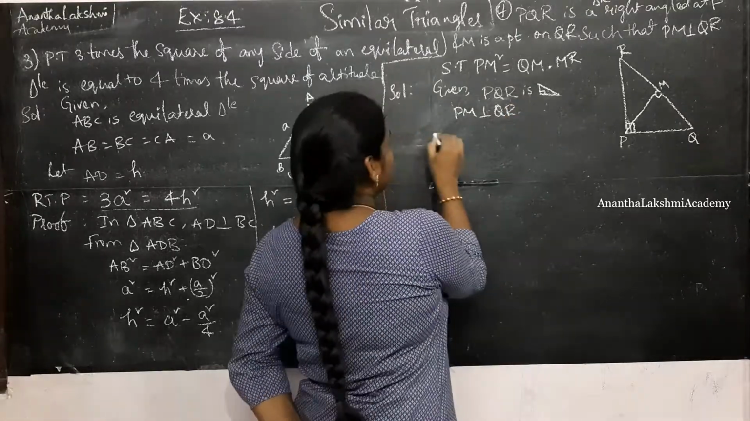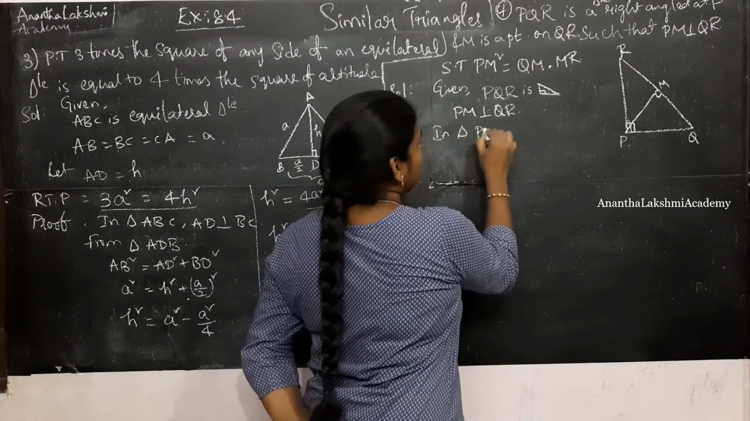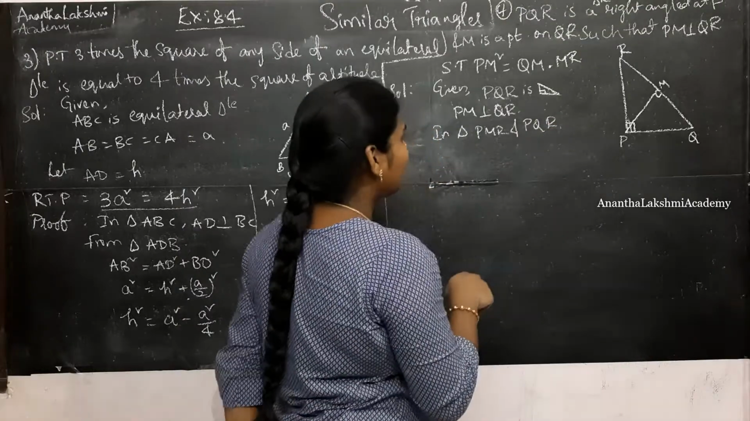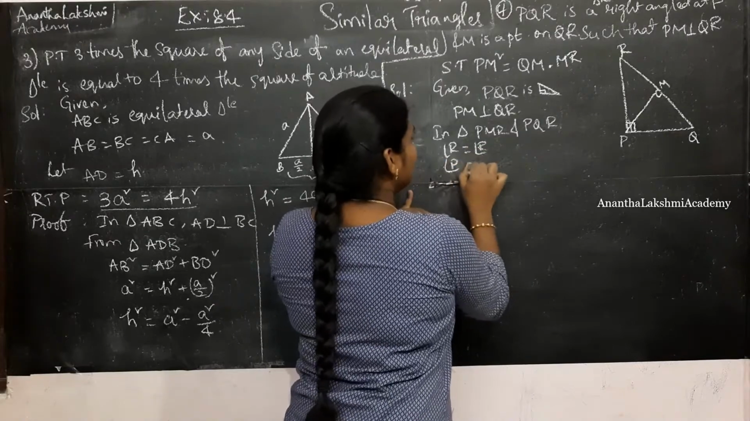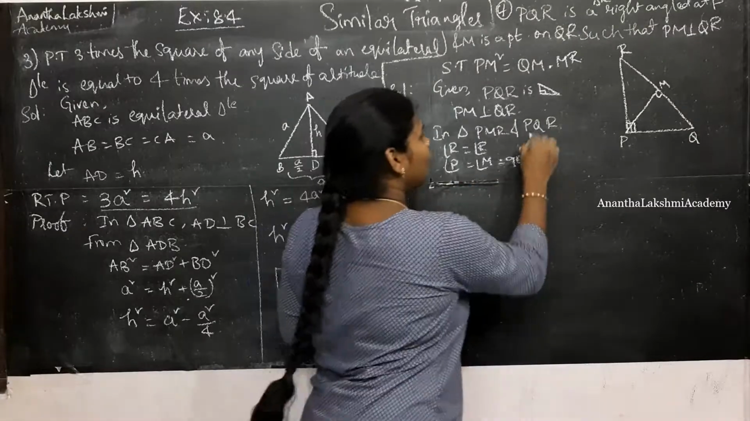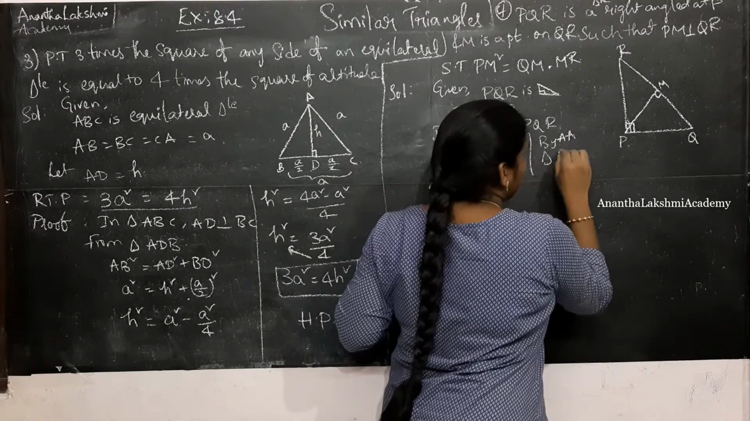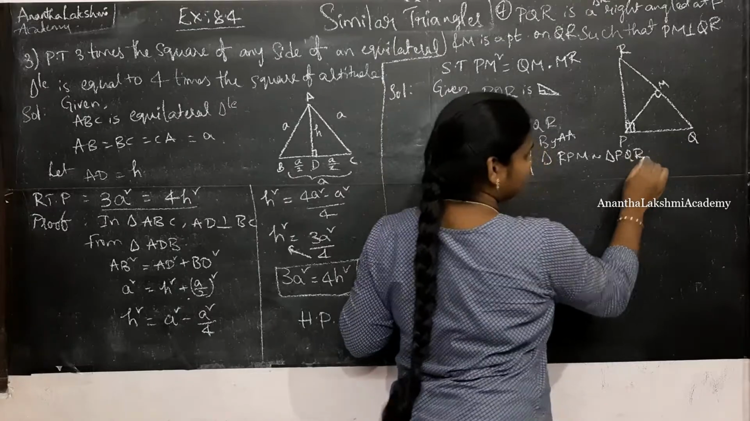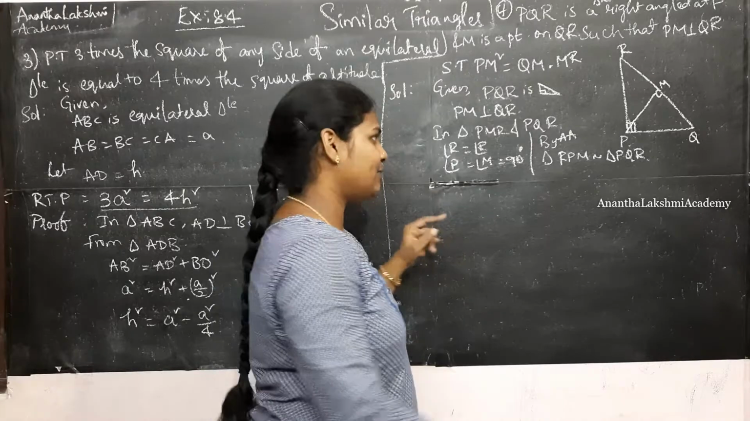In triangle PMR and PQR, what is same for both of them? Angle R is equal to angle R and angle P is equal to angle M is equal to 90 degrees. So by AA similarity, what do we write? By AA similarity, triangle RPM is similar to triangle PQR. This is how we solve for the proof of Pythagoras theorem, right?